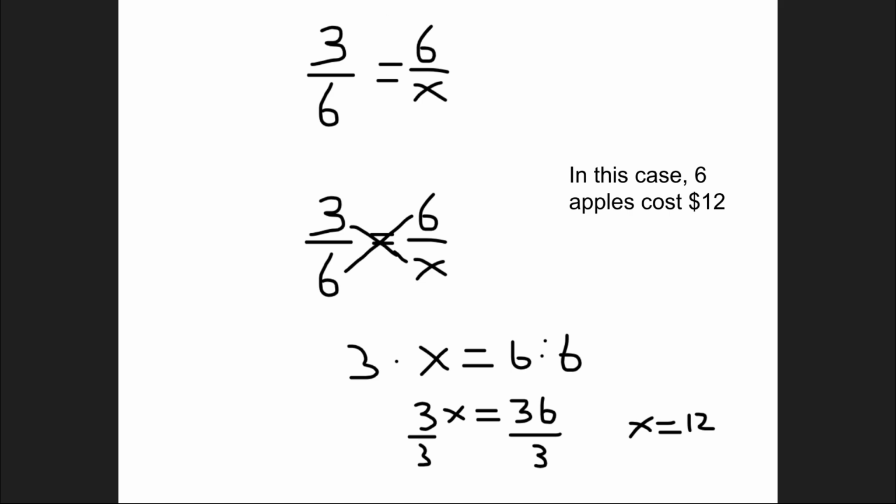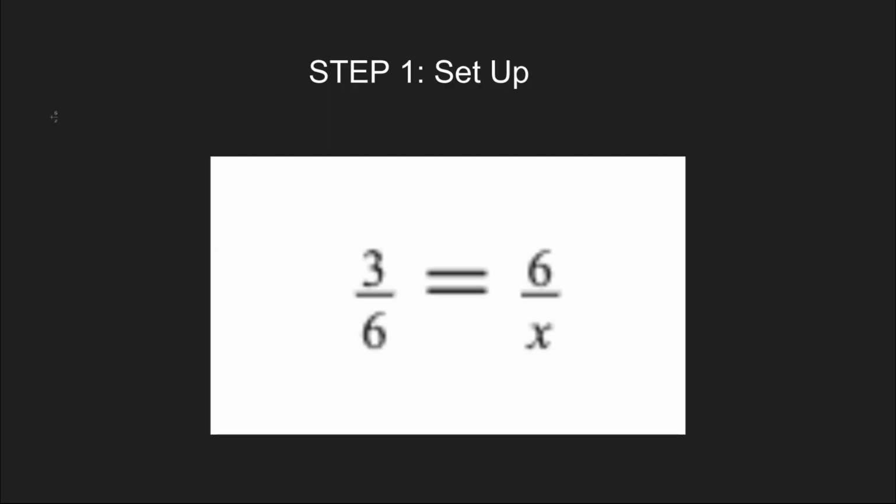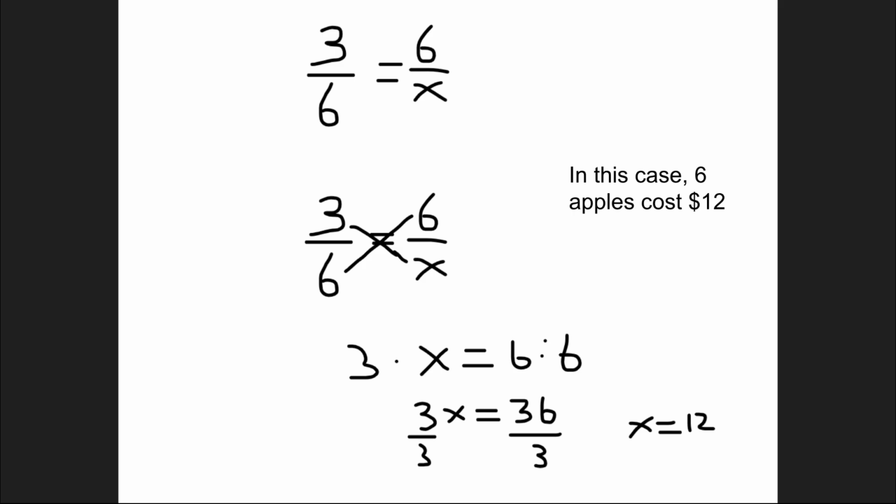So let me walk you step by step on how to do this, okay? So you have 3 over 6 equals 6 over x. Basically, what this means is apples, so the number of apples over the price, equals the number of apples over the price. So that's what you're trying to find, x price. So in this case, when you set this proportion up, you need to cross multiply. So 3 would multiply with x, 6 would multiply with 6, okay? When you cross multiply, you're going to set it up like this. So 3 times x equals 6 times 6. And then you'll have 3x equals 36.